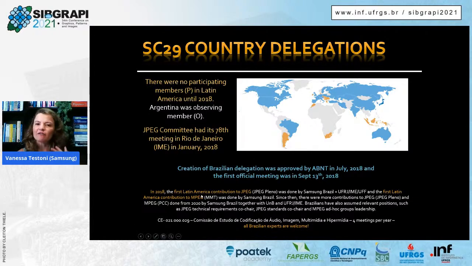So in 2018, the first Latin America contribution to any JPEG standard was done by us in a standard named JPEG Pleno. We will talk about this later. That was done by Samsung together with a collaborative project with a few universities. And we were also able to do the first Latin America contribution to MPEG in a standard that's called MMT. And since then, the Brazilians have been participating and even assuming nice, relevant positions, such as JPEG Technical Committee co-chair, chairs of other standards, and also leadership for some ad hoc groups.